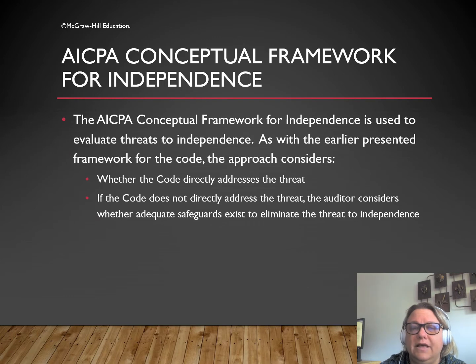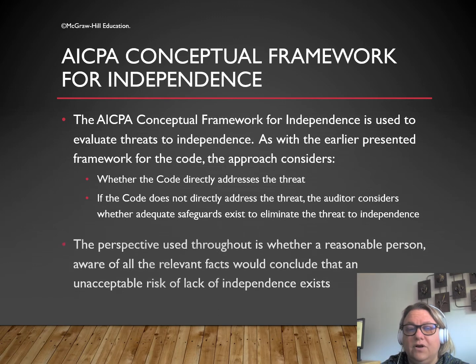Okay, so here's the framework for independence. And again, they have the framework when the code doesn't directly address the threat. If the code doesn't directly address the threat, using that flow chart that we had, the auditor considers whether or not safeguards exist to eliminate the threat to independence. So if there is a situation that doesn't directly address it, then they have to go back in and look at the situation and see if there's something that will keep them out of trouble with safeguards.